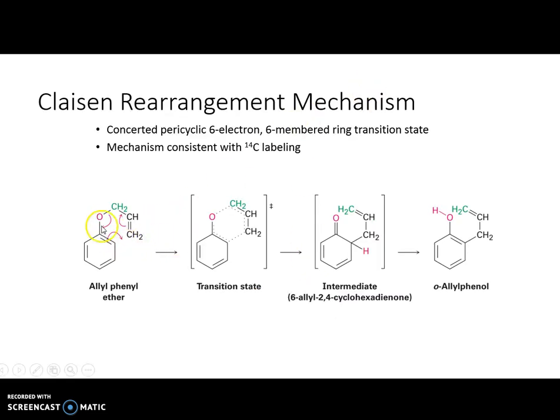So here we have the allyl ether, and notice the electrons move here, here, and here. And what we get is this ketone. Notice this hydrogen's out of place, and this is non-aromatic now. So what happens is this hydrogen, it was here to start with, but now this is preventing this from returning to aromaticity.